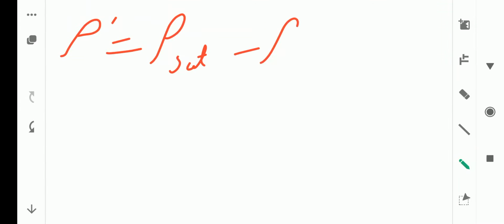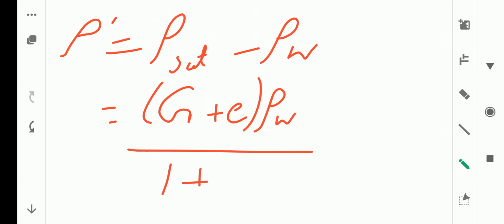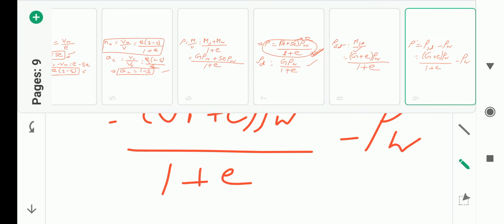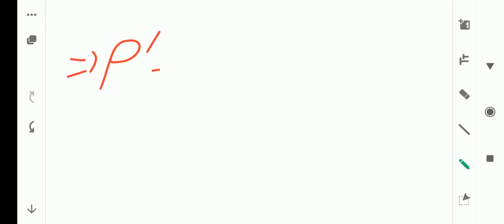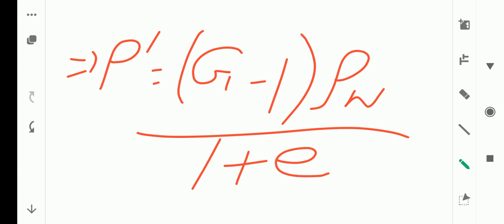In the same manner, submerged density is equal to saturated minus density of water, is equal to, saturated is G plus E into rho W upon 1 plus E minus rho W, and it will be equal to G minus 1 into rho W upon 1 plus E. So we have seen all the densities in terms of E, correct?